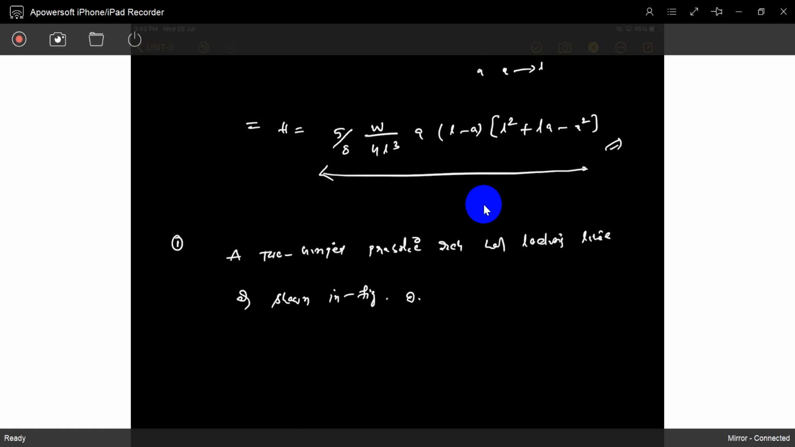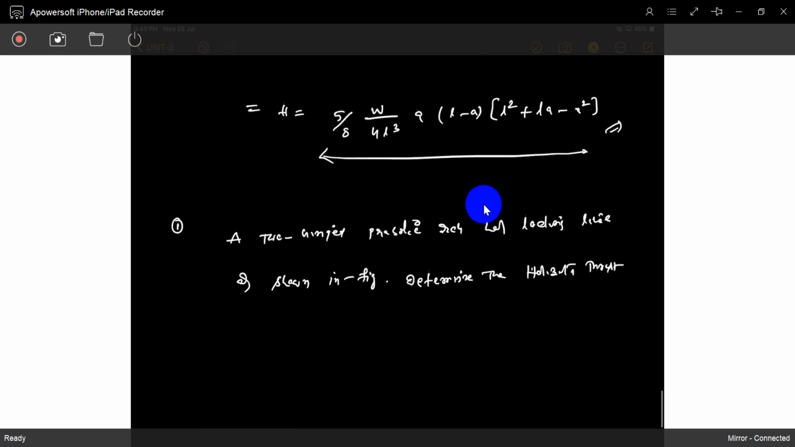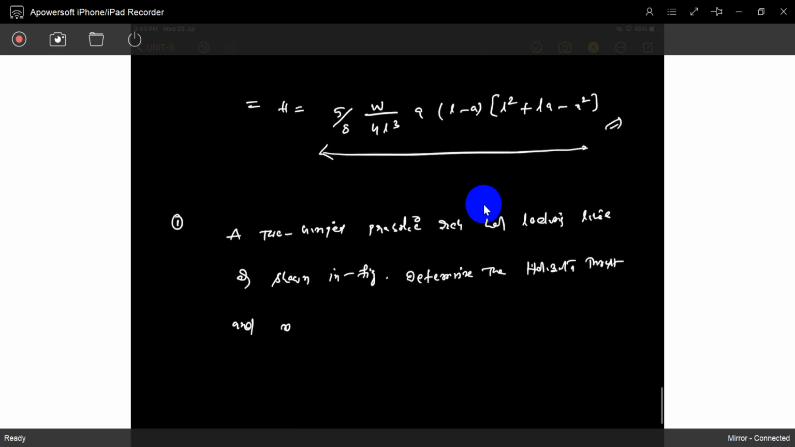Determine the horizontal thrust and maximum moments also. Okay, maximum. He didn't ask for any particular location moment. He asked what is the maximum moment. What is the maximum moment?